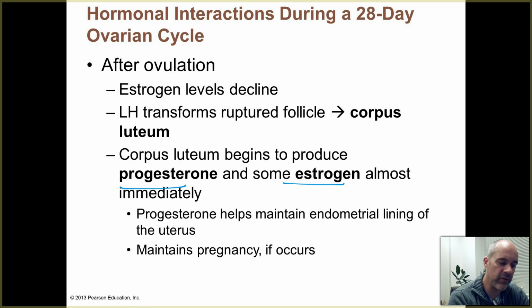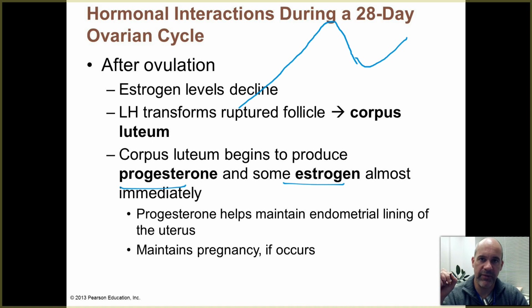After ovulation, you have estrogen levels do this: they go up, they go up, they go up. At ovulation, they drop back down, but then they start coming up again during the luteal phase of the ovarian cycle because the corpus luteum is going to be producing estrogen.